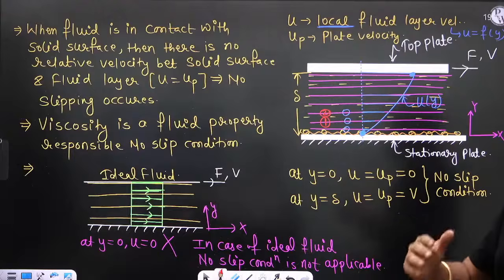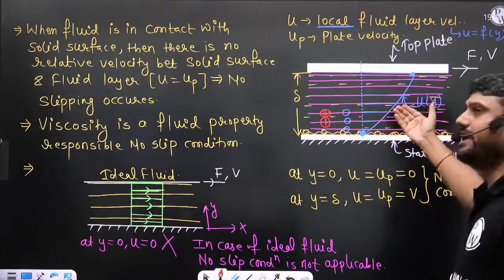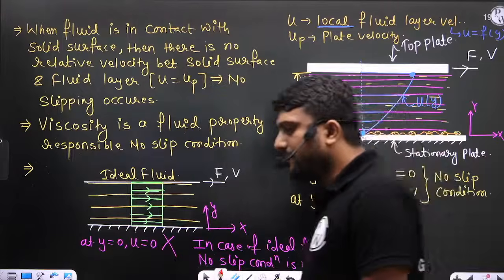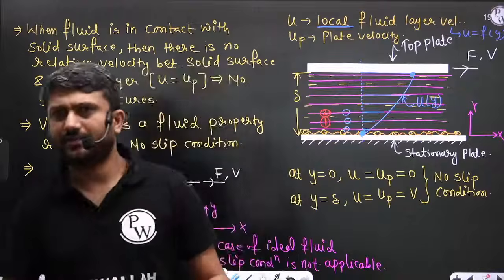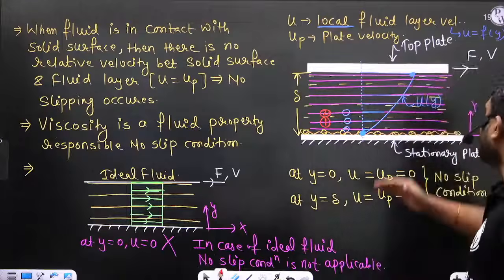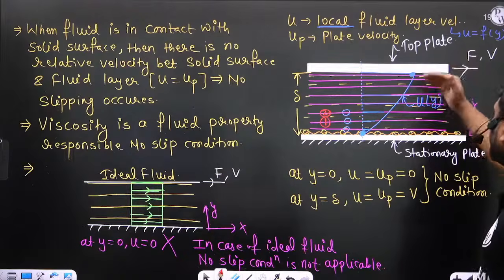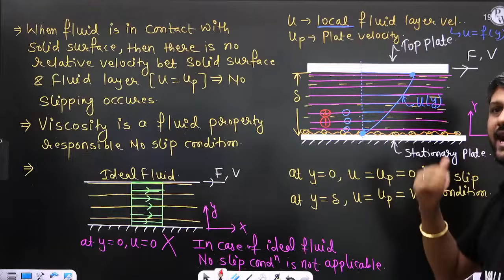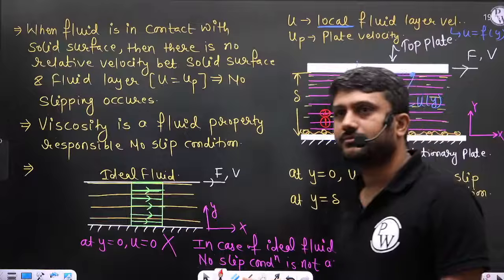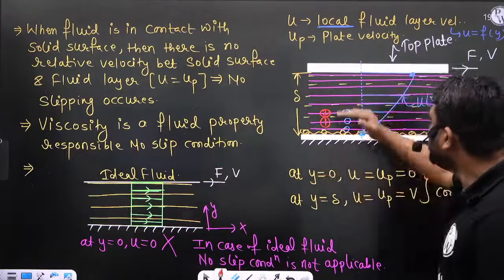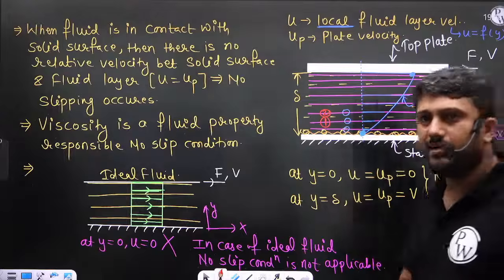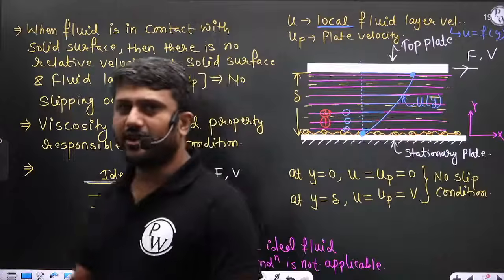Better forget about what the velocity profile is. This velocity profile may be linear, maybe parabolic, maybe second degree parabola, maybe third degree parabola, maybe anything. Forget about that velocity profile. Here I am only saying that velocity is a function of y. What kind of function? I don't know. That we will see later on. So if I am considering layer number 1 and layer number 2, in between them the relative velocity exists.